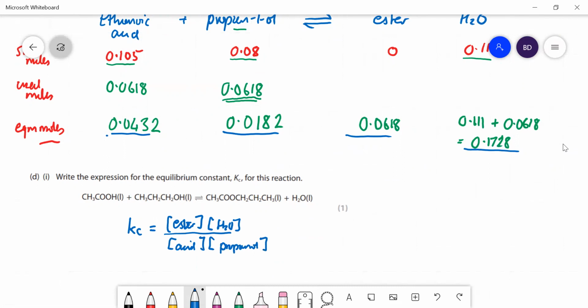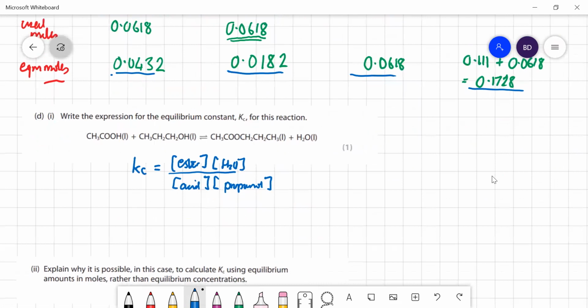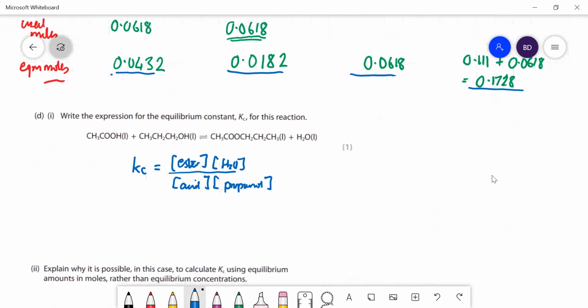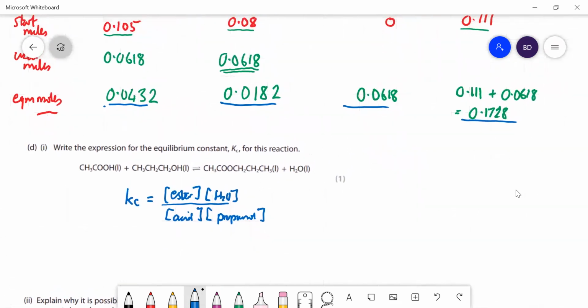Now it then says why it is possible in this case to calculate Kc using moles rather than equilibrium concentrations. The reason you can do that is because the equilibrium concentration of that, we don't know the volume, but we can call the volume V, and the Vs will cancel out. So that's going to be 0.042 over V, that over V, over V, over V with the volume. Let's put the numbers in there then.